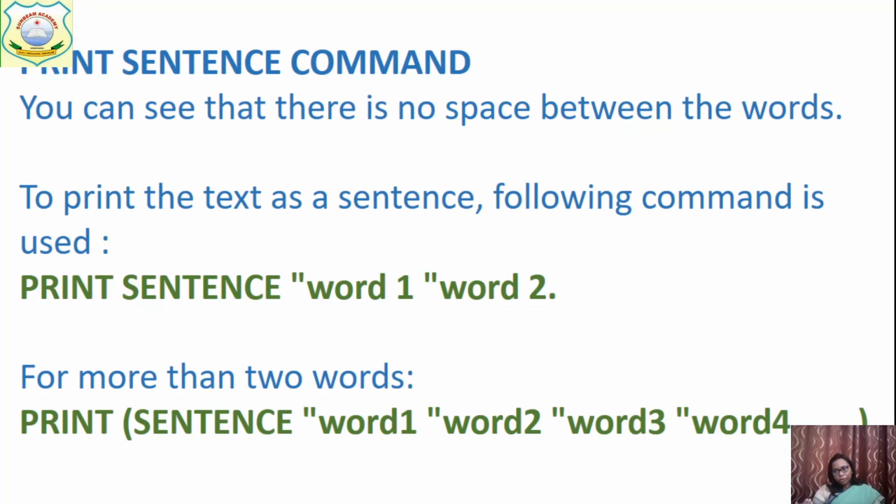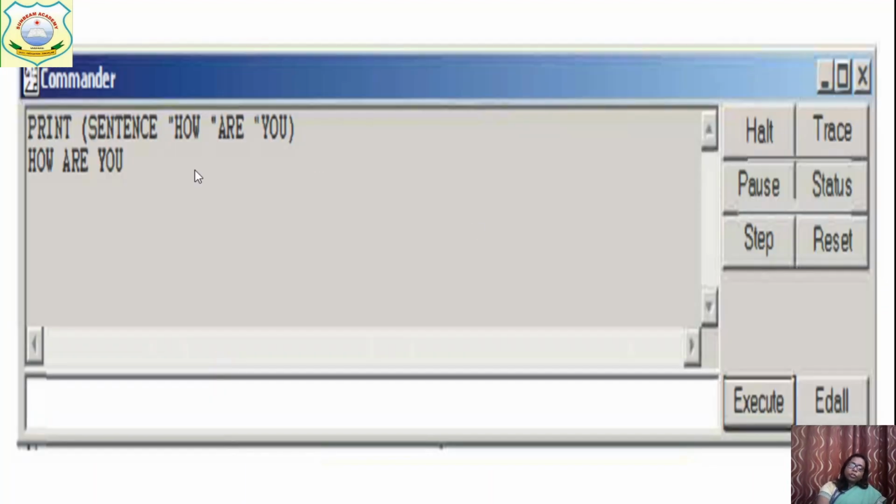Now in the same way, if you want to print a sentence having more than two words, like how are you, will you please come, or whatever, a sentence can have more than two words, so for that we will use the bracket before the sentence word and after all the words. And the double quotes must be before all the words. See here, we want to print how are you.